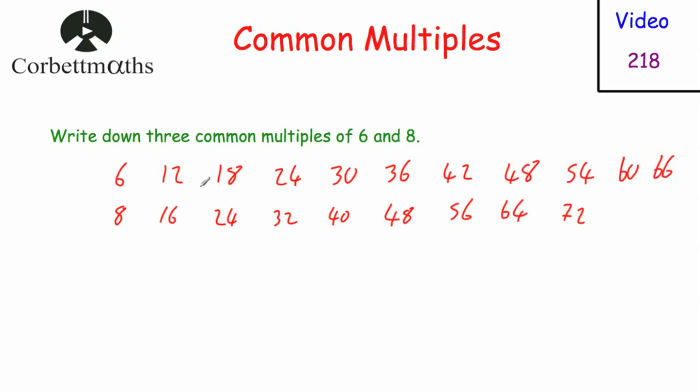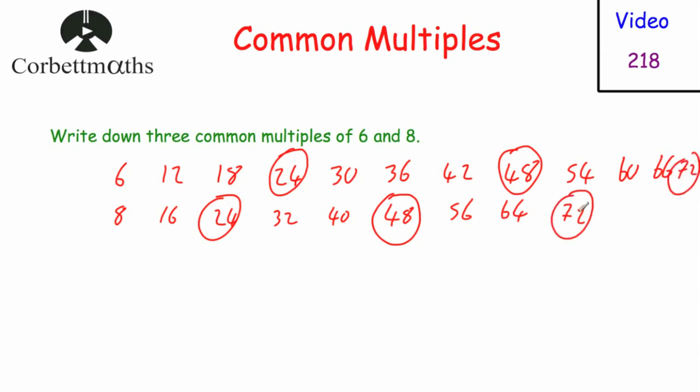So first of all, I noticed that we've got 24. Because 24 is a multiple of 6, but it's also a multiple of 8. The next number that I notice is 48, as in both of the lists. And actually, the next number I'd write down as a multiple of 6 would be, well, adding 6, 60, 66, add another 6 is 72.